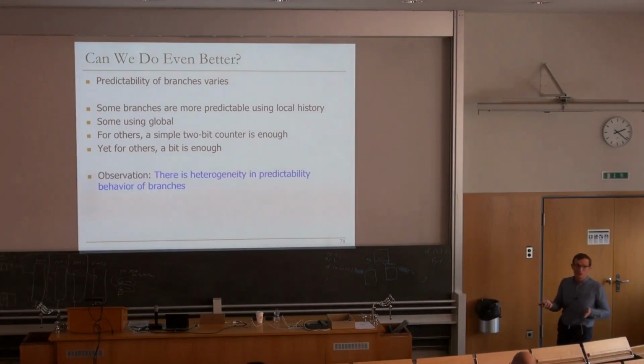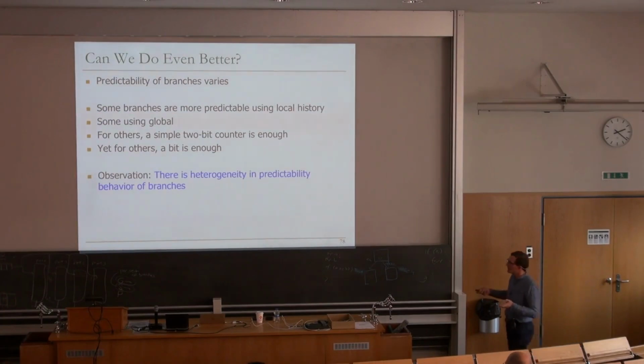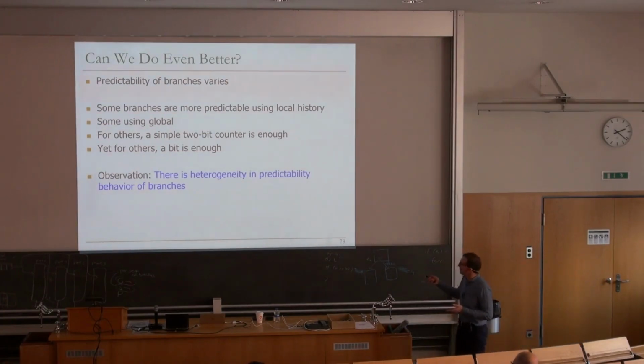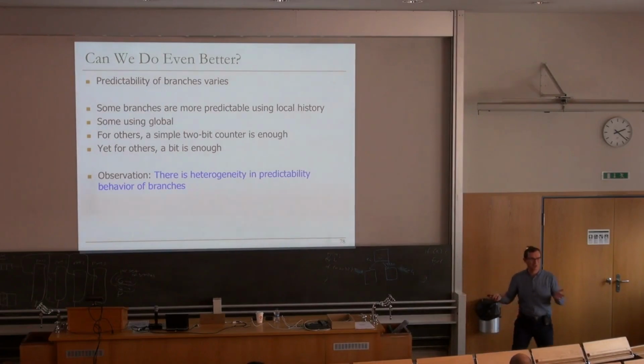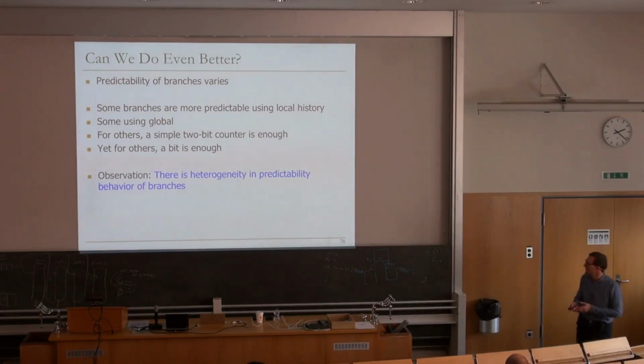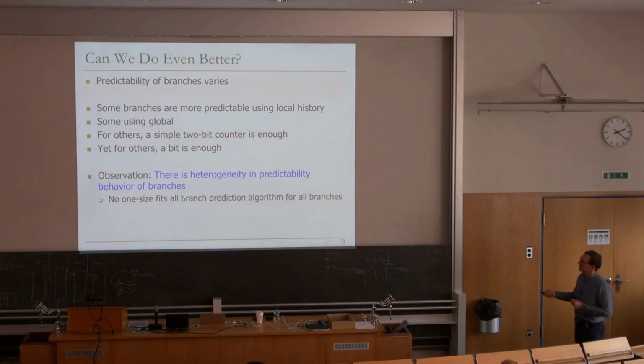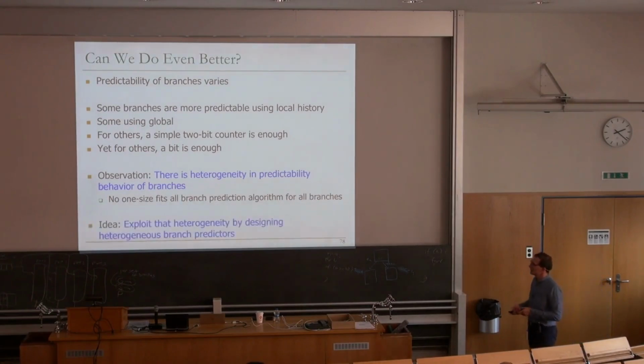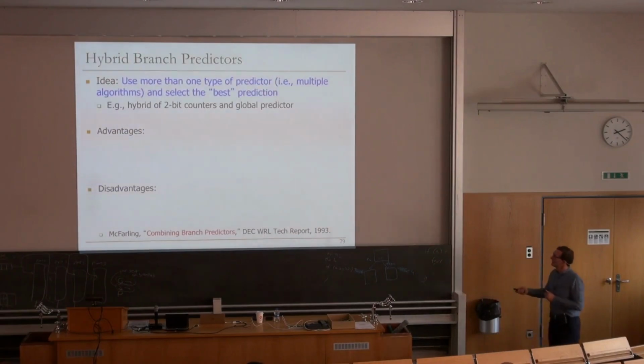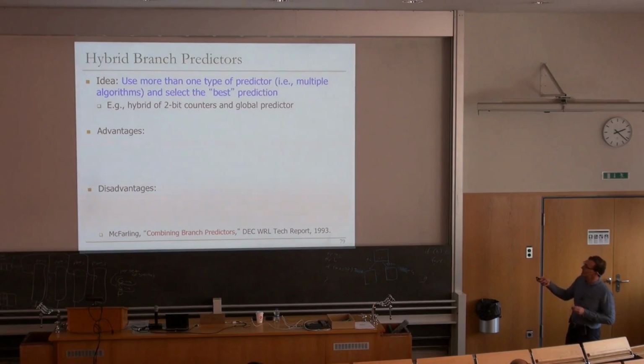Okay, so basically the observation is that there's heterogeneity in the predictability behavior of the branches. And whenever you have heterogeneity, the first idea that should come to mind is, why don't we have heterogeneous predictors? There's no one-size-fits-all branch prediction algorithm for all branches. So let's exploit that heterogeneity by designing heterogeneous branch predictors. And the idea is simple. It's in the other paper that you're reading. Use more than one type of predictor, or multiple algorithms, and select the best prediction.